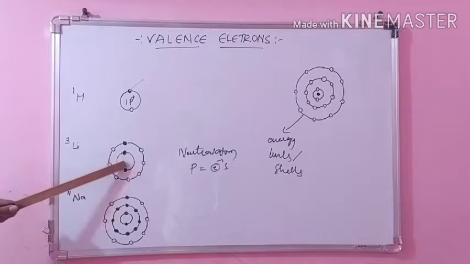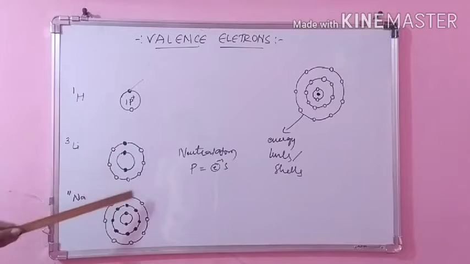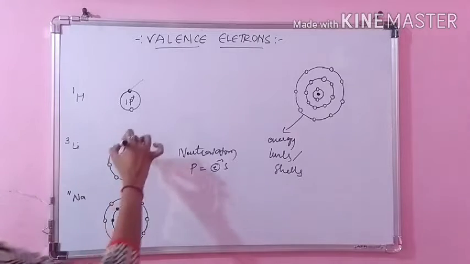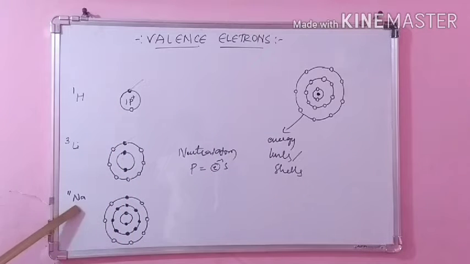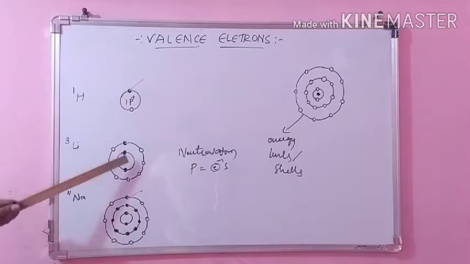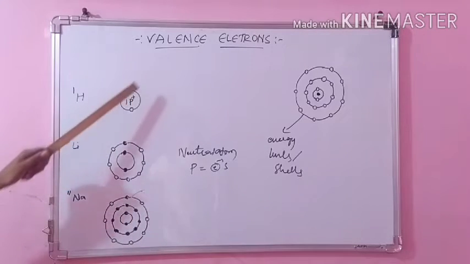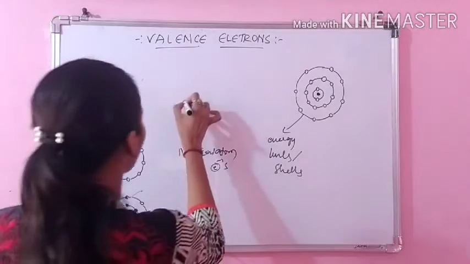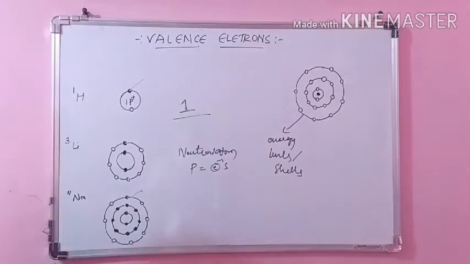So this is filled. So the outermost, farthest orbit will be your second orbit. So it is again having 1 electron. Here you can see sodium, these both shells are filled. The farthest, outermost orbit will be again your third shell here. So it is again having 1 electron. So in all these 3 cases what you are observing is that your valence electrons are nothing but 1. Clear? So you have 1 valence electron in each case.